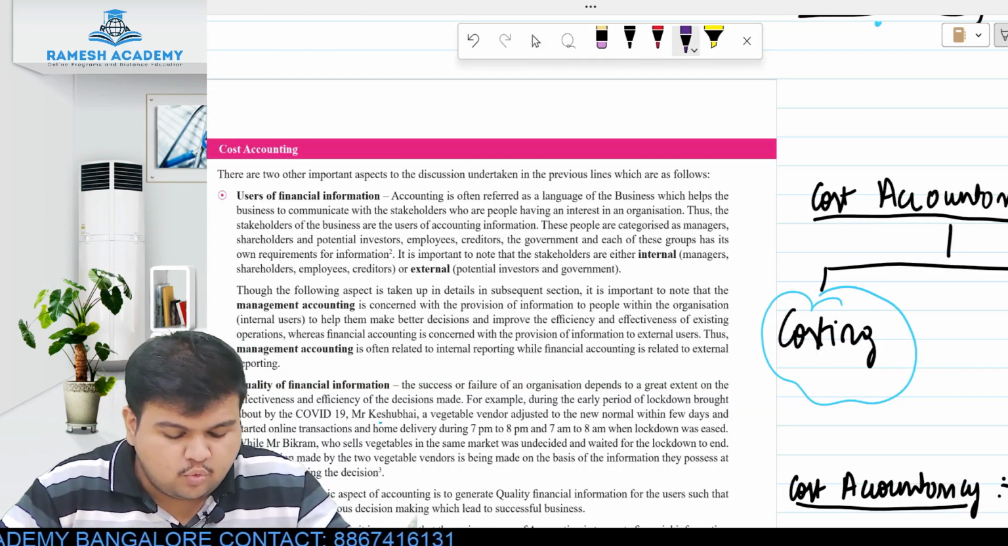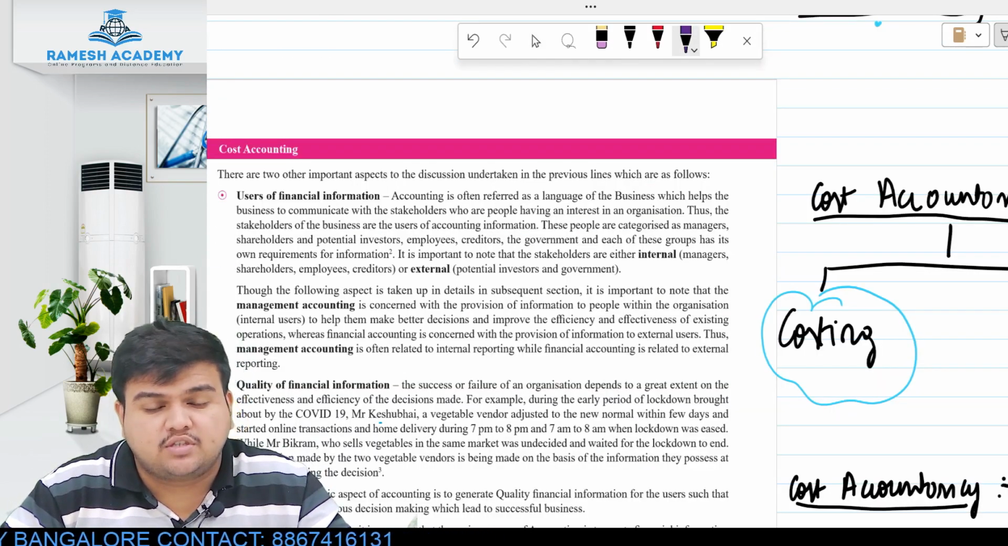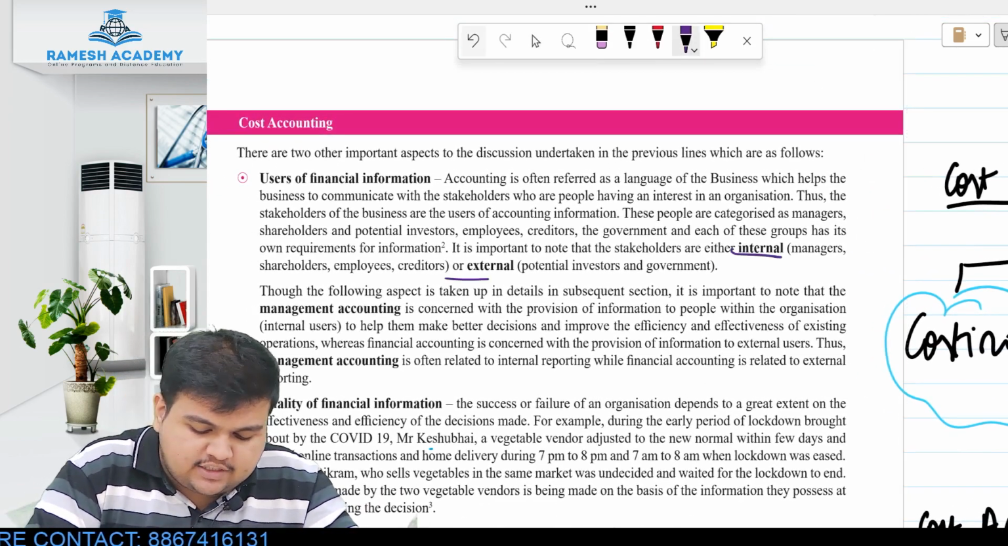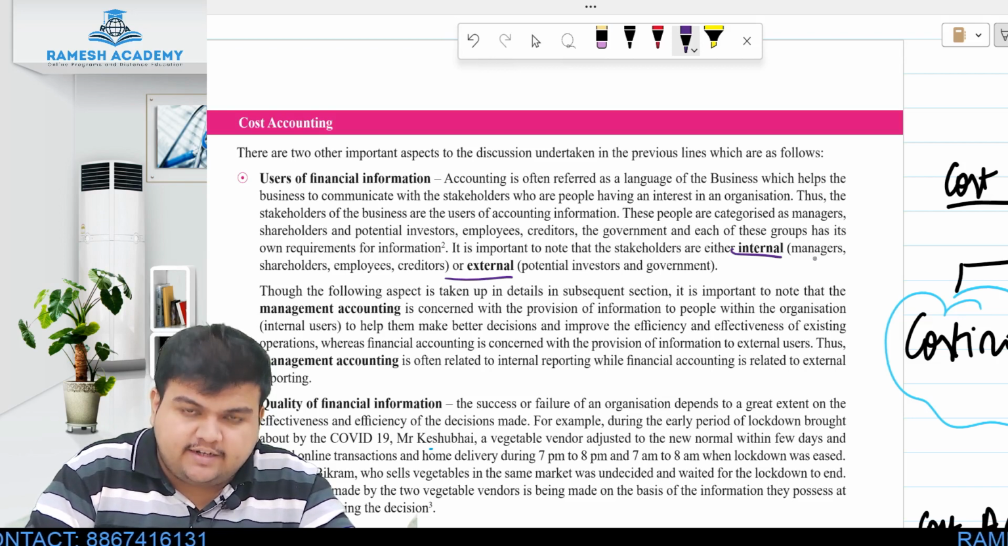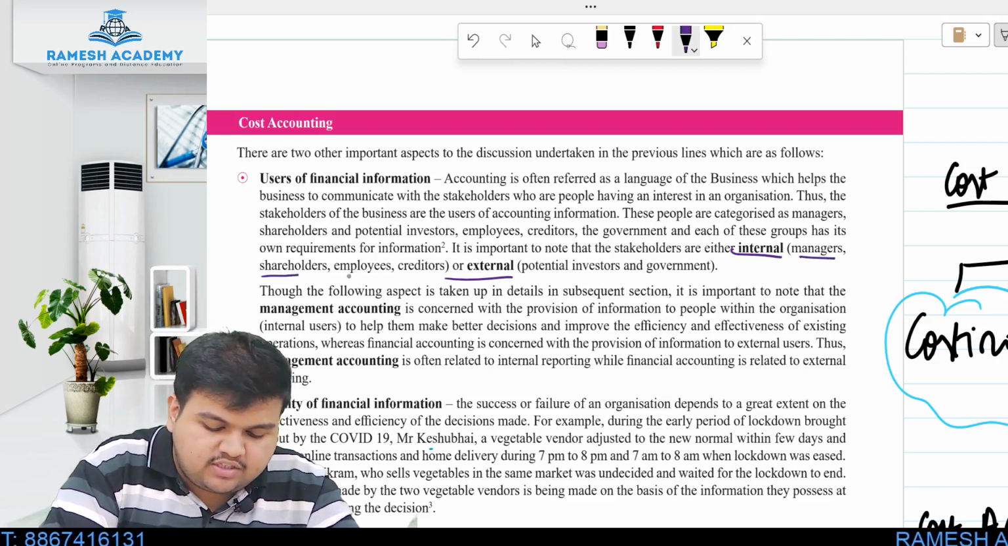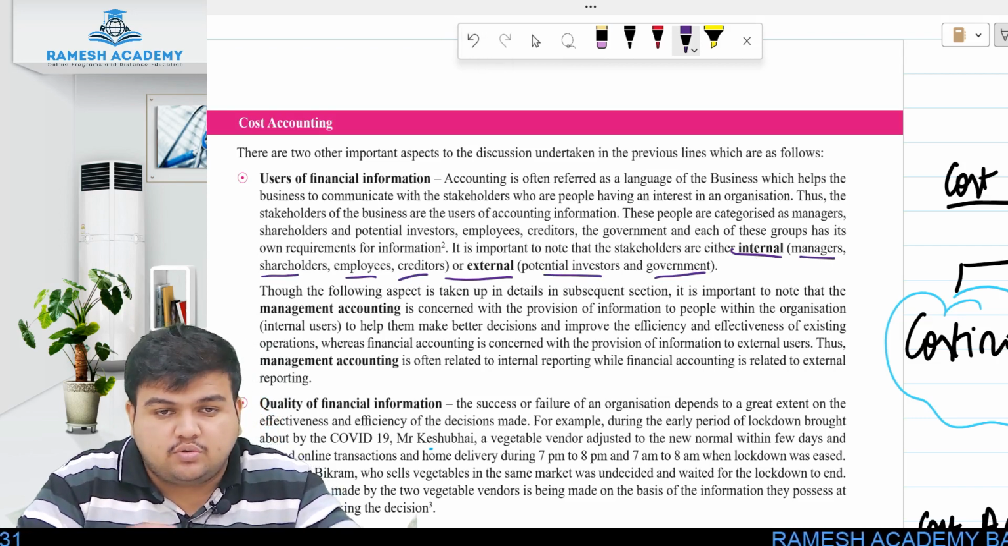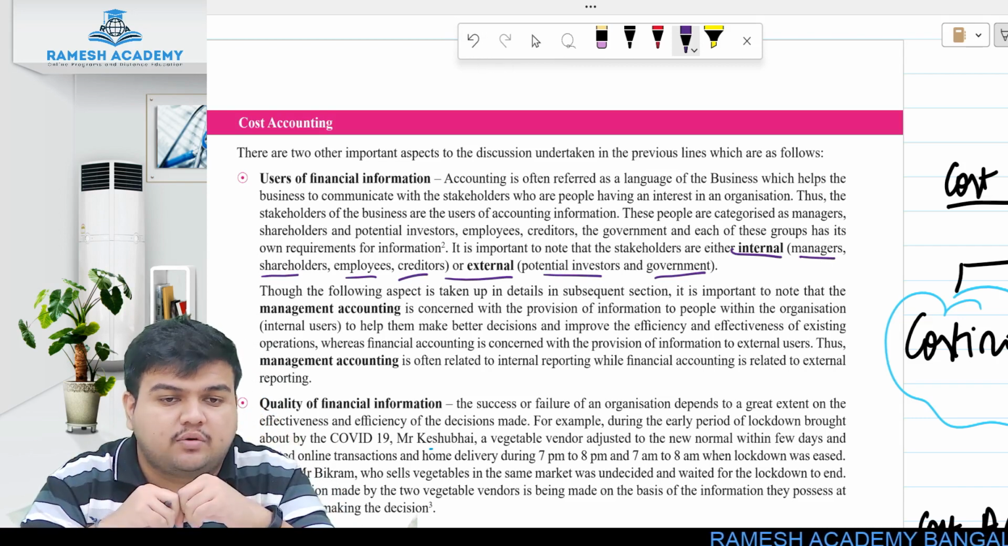Now looking over who are the users of the financial information, that is cost financial information. There are two types, internal and external. Who are internal? Internal are the managers, shareholders, employees, creditors. External are the potential investors and the government. So this is divided into users of financial information.